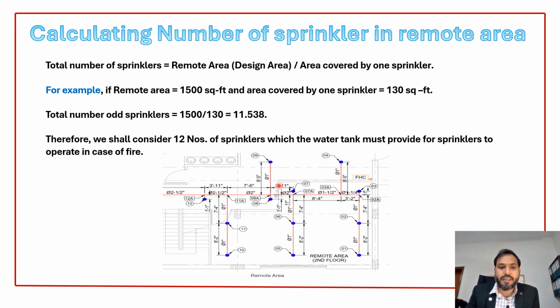The total number of sprinklers is equal to the remote area divided by the area covered by one sprinkler. For example, if the remote area is 1500 square feet and the area covered by one sprinkler is, as an example, 130 square feet, then the total number of sprinklers is 1500 divided by 130, which equals 11.538. Therefore, we shall consider 12 fire sprinklers, which the water tank must provide for operation in case of fire.